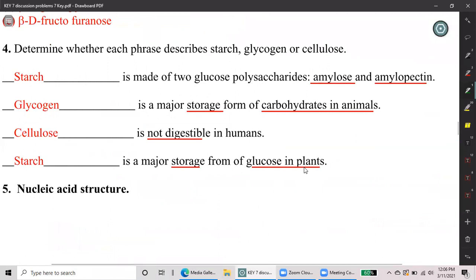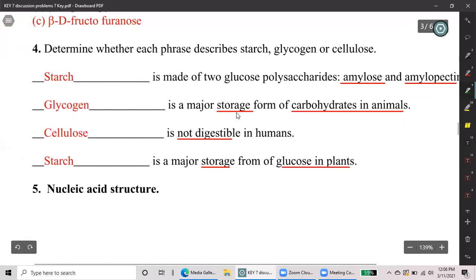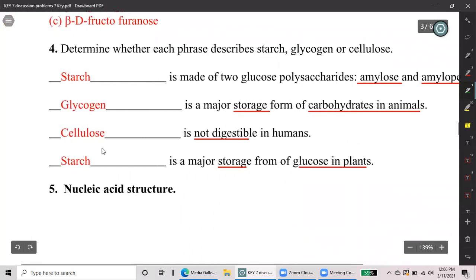Okay, so for this one, it's just basically definitions. Starch is made of 2 glucose polysaccharides, amylose and amylopectin. That's starch. Glycogen is a major storage form of carbohydrates in animals. Cellulose is not digestible in humans. Starch is a major storage form of glucose in plants. So glycogen and starch have similar functions, but glycogen serves a storage function in animals, and starch serves a storage function in plants.